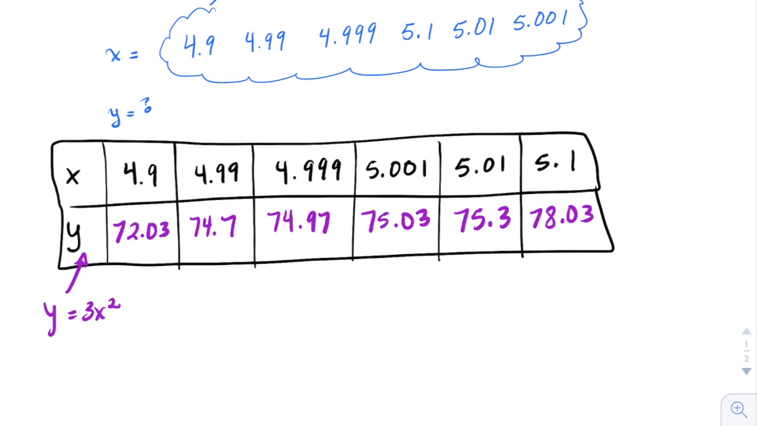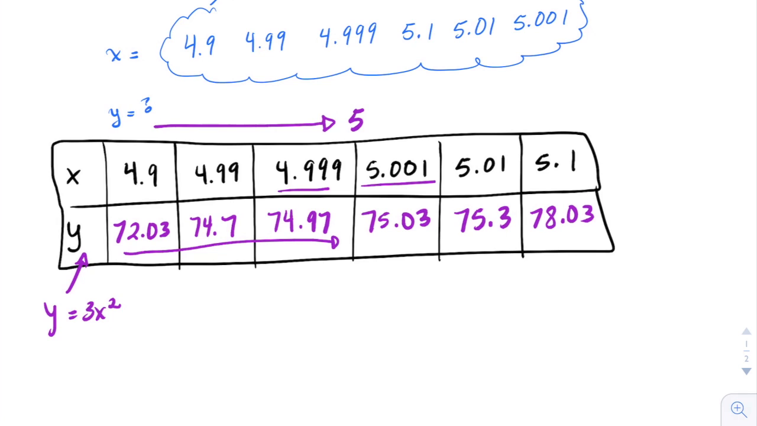So remember, 5 lies somewhere here in between 4.999 and 5.001. So as we're approaching in this direction, right, getting closer and closer to 5, what number are our y values approaching? Well, it looks like we're going to 75, right? That would be reasonable because we stop at 74.97.